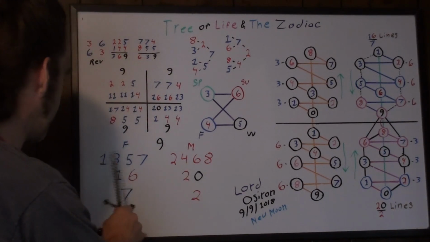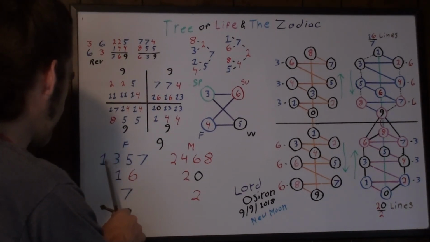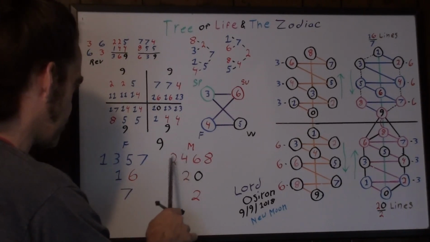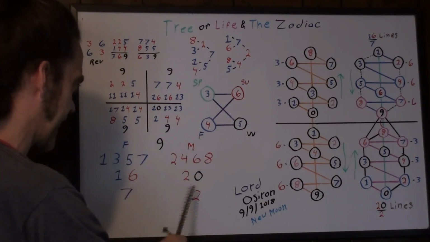And all this is the numbers, all the odd numbers 1, 3, 5, 7, which are feminine on this side, and all the masculine numbers 2, 4, 6, 8 on this side. I get into exactly what this is.